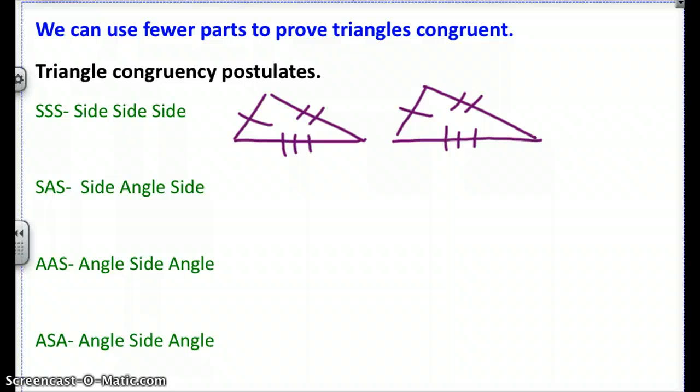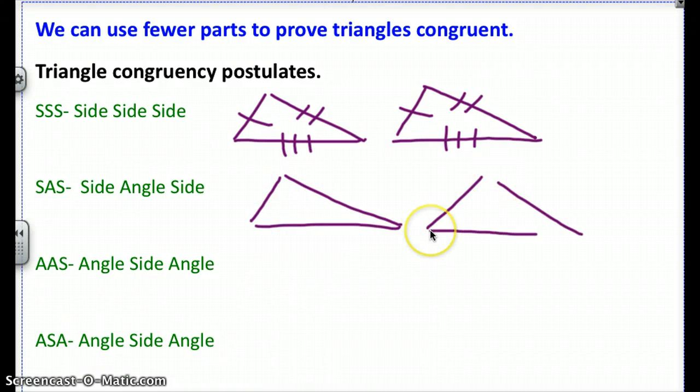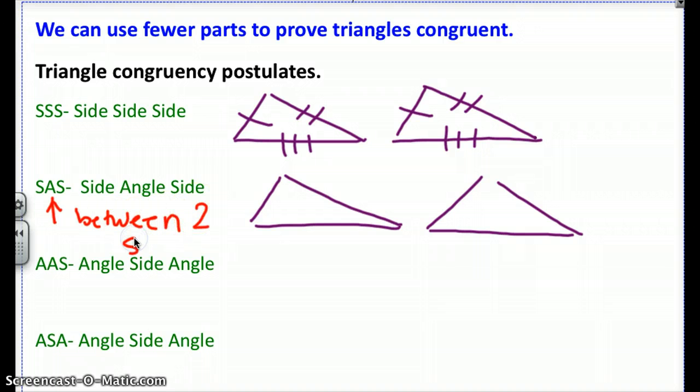The second one we have is called SAS, side, angle, side. So I'm going to draw 2 triangles again. Notice here that the angle is between the 2 sides. The angle needs to be between the 2 sides that are marked congruent. So I've got my 2 sides that are marked congruent. The angle needs to be between them.